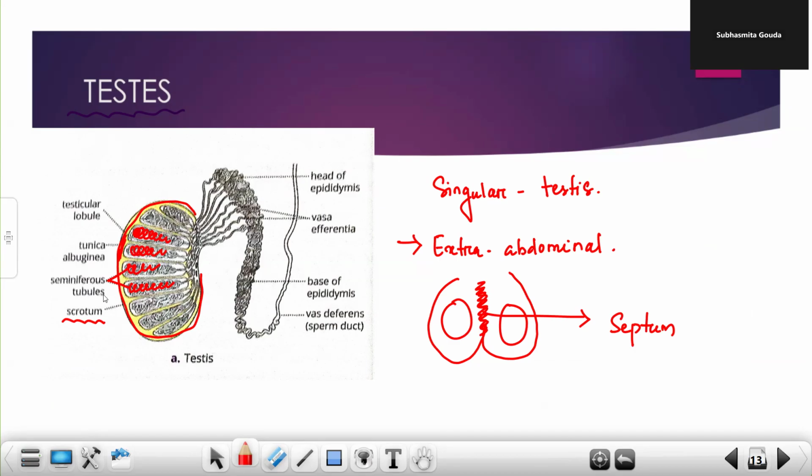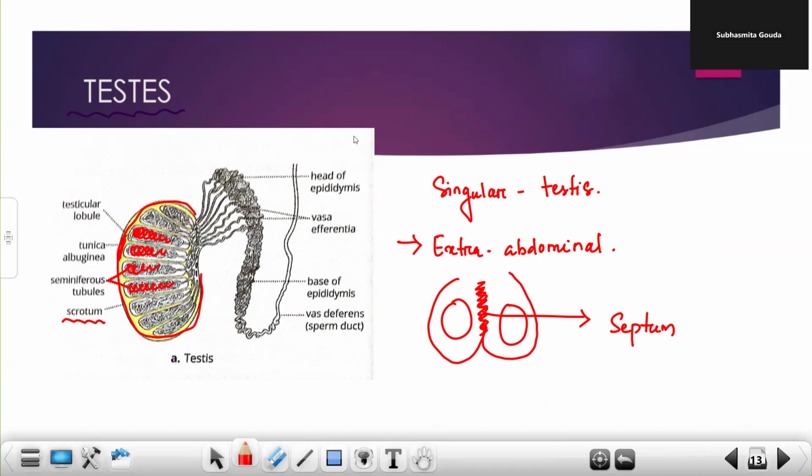And each testis has several highly coiled tubules called the seminiferous tubules, which are involved in the formation of spermatozoa. Okay, and this process of the formation of the sperms is called spermatogenesis.